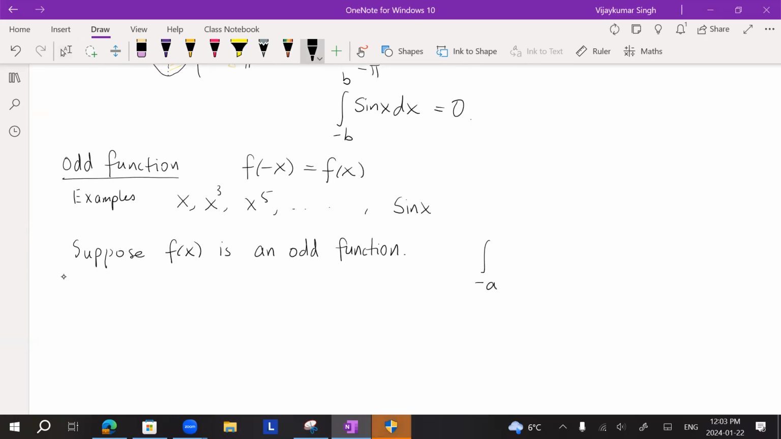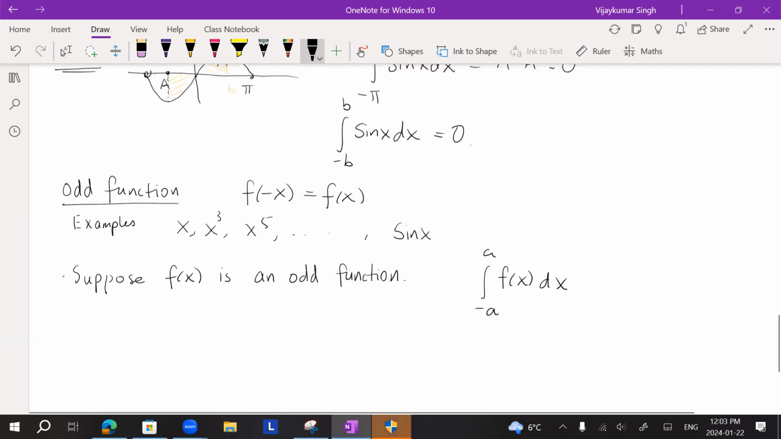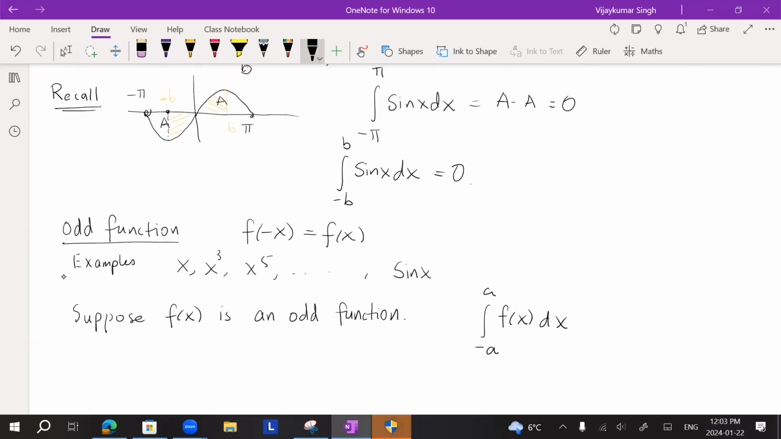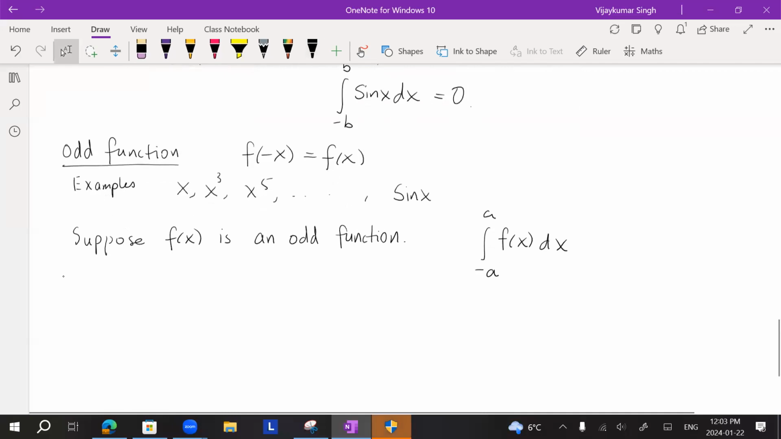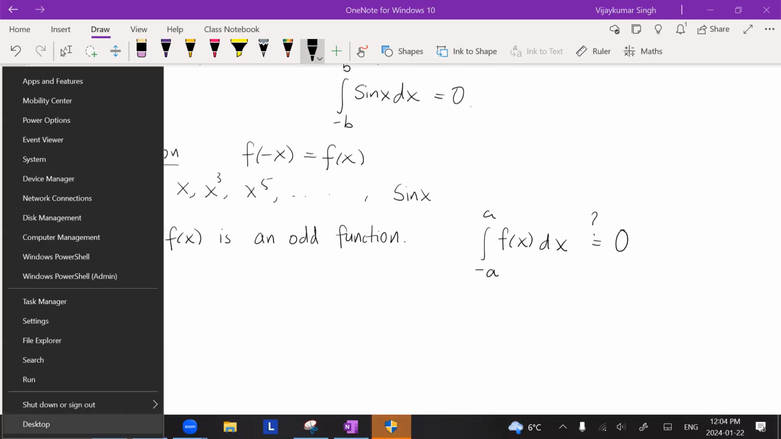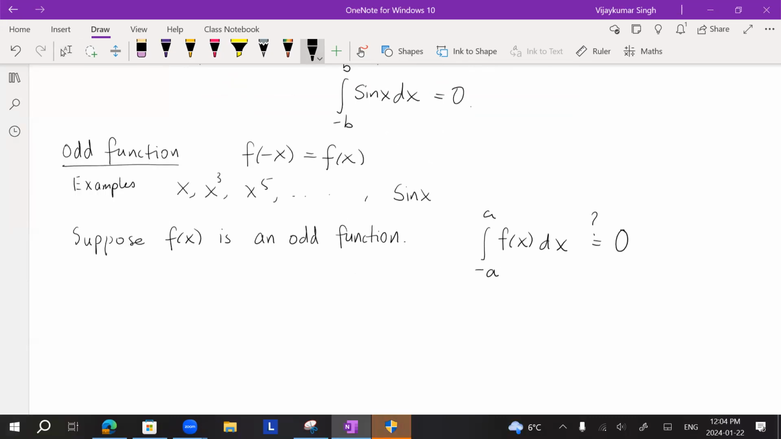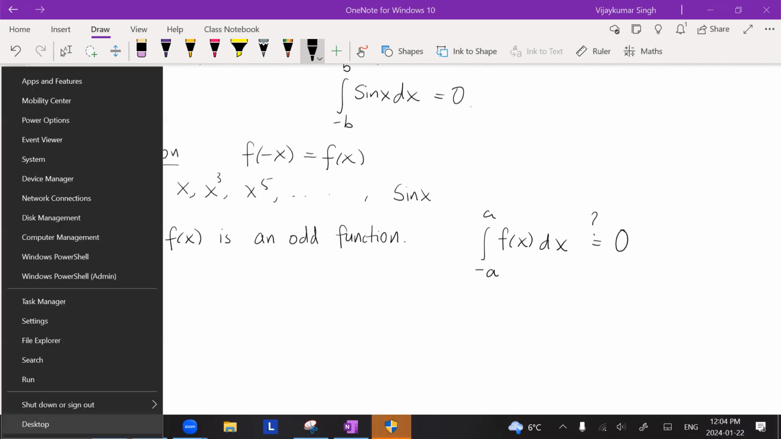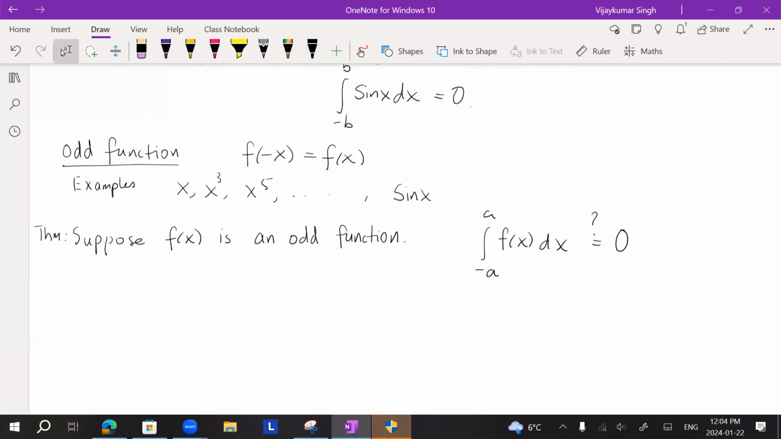Then the integral from minus a to a of f of x dx. Our observation tells us that this integral will be 0. So let's see, is our observation true? Is it 0? To see this, we will use substitution. We call this a result, or a theorem if you want to call it. So how do we go about it?